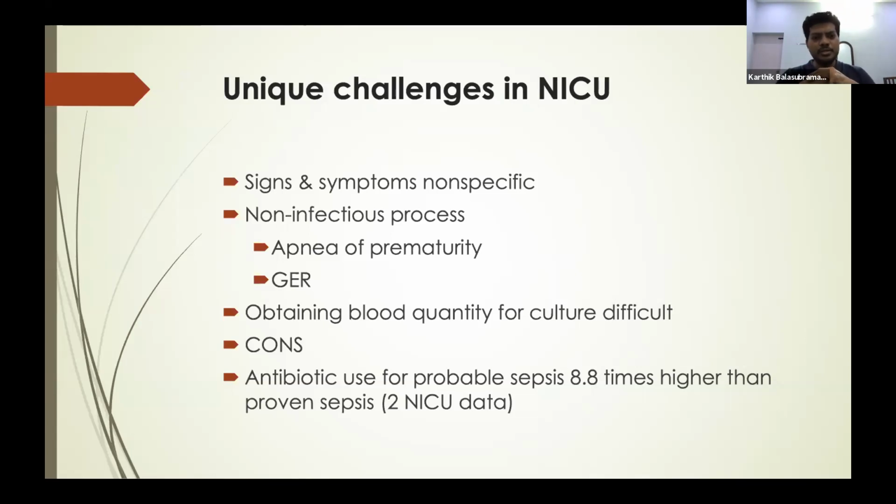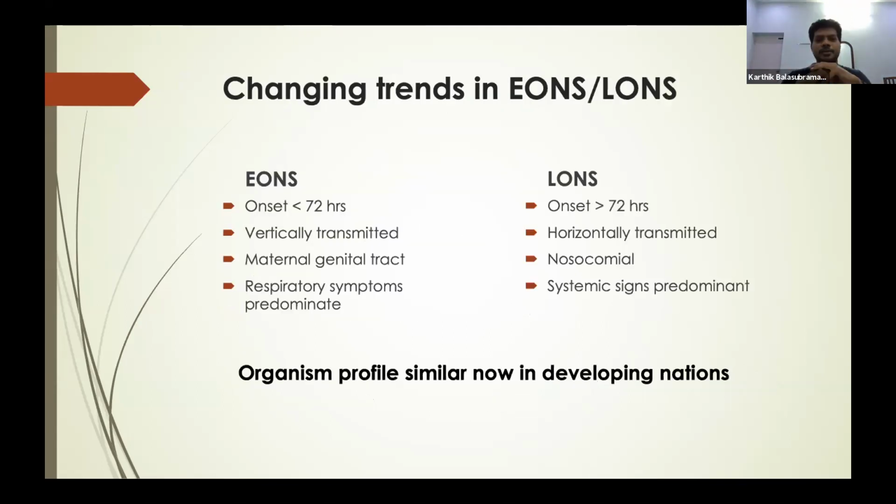Sometimes even if you're able to isolate an organism, like coagulase negative staph, you are still in a dilemma whether it is a contaminant or whether it is the actual organism which is causing trouble in this baby. Some studies have shown that the use of antibiotics in just clinical sepsis is several times higher than in proven sepsis. In fact, we all know that blood culture is positive only in about 20 to 30% of babies. So these are some of the unique challenges that we face in NICU while prescribing antibiotics.